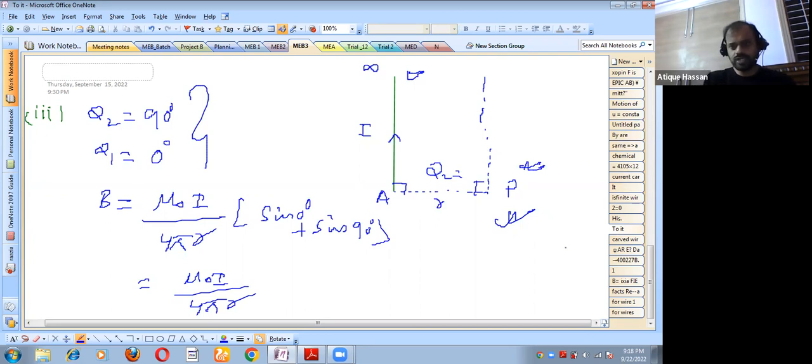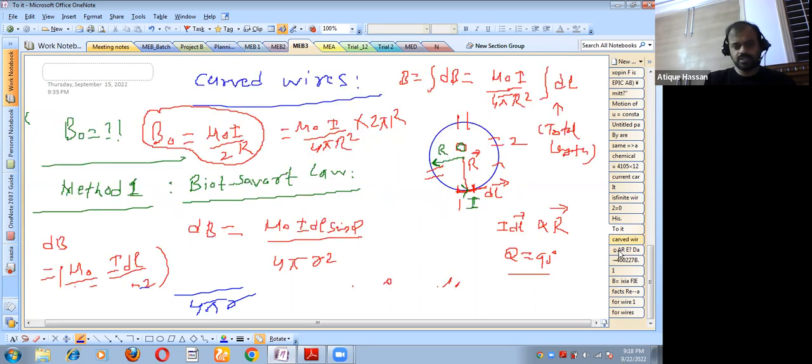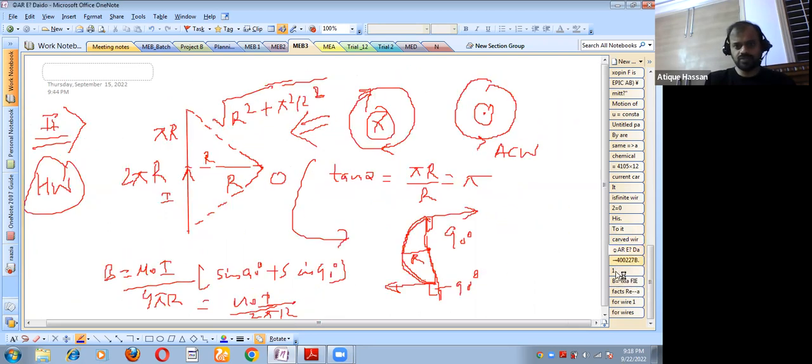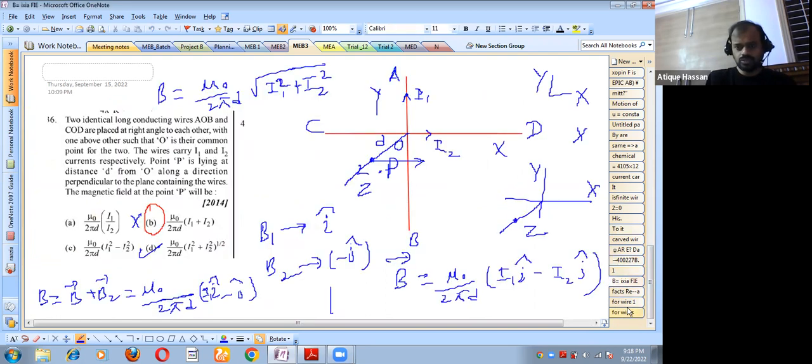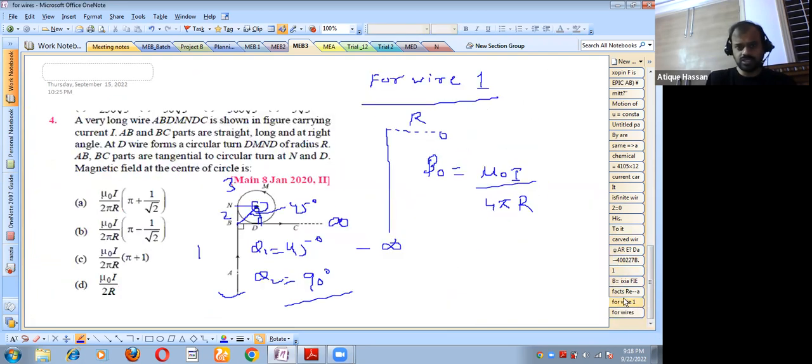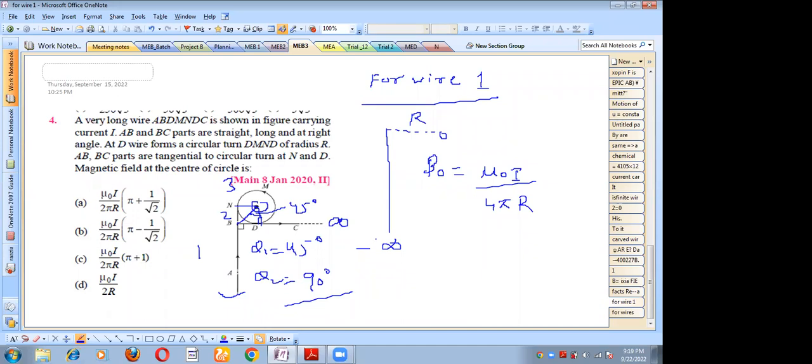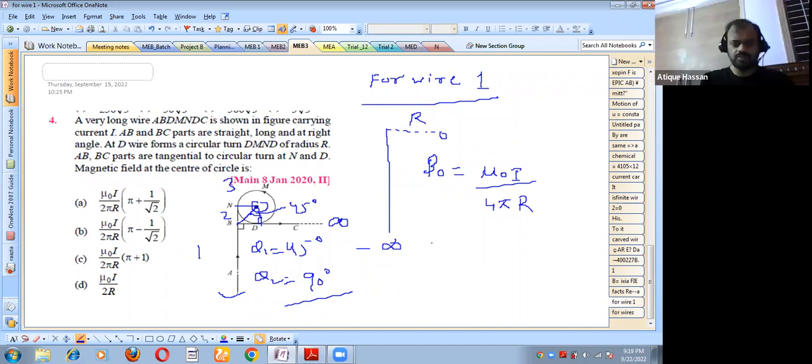So this is how we calculate the magnetic field. We have discussed this for curved wire and all, right? The same is the case here. Now you can see here, using that we can say that theta 1 is 45° and theta 2 is 90°. Understood? Yes, sir. Now what we have to do is put in the formula. So in this second case, we can find the magnetic field.